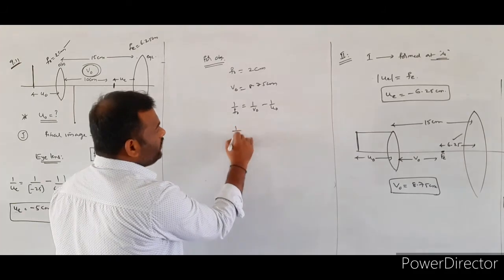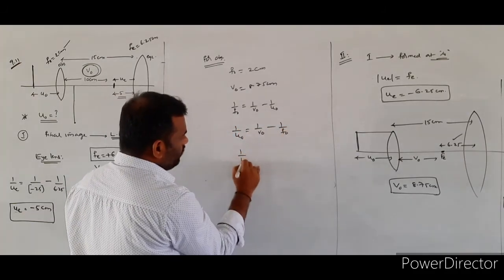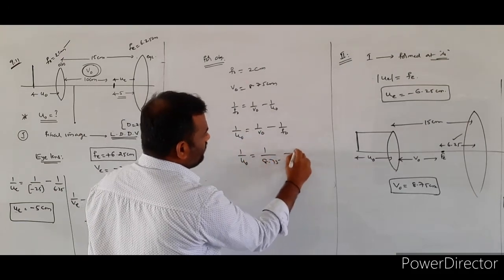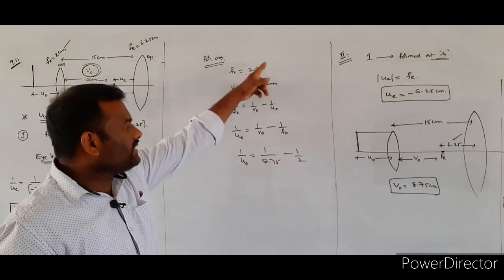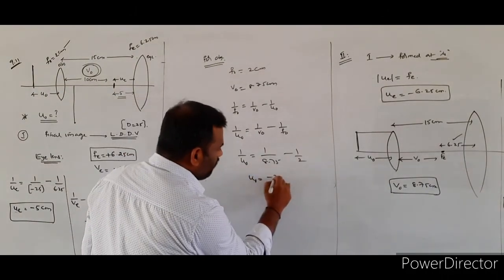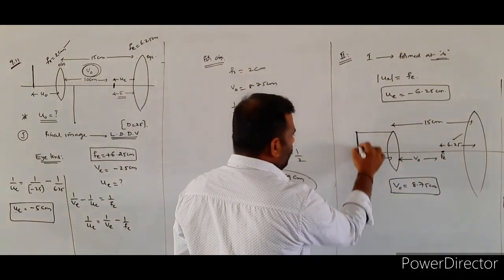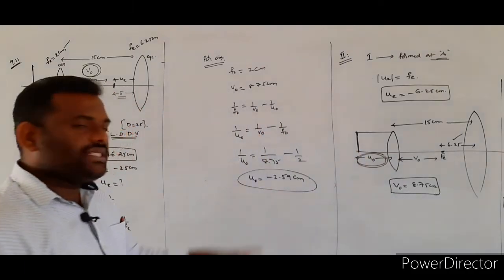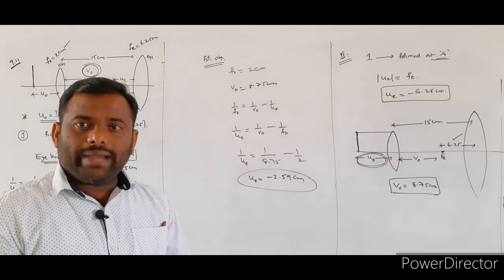From this, 1 by U naught is equal to 1 by V naught minus 1 by F naught. 1 by U naught is equal to 1 by 8.75 minus 1 by 2, where F naught value is 2 centimeter. If you simplify, U naught value is equal to minus 2.59 centimeter. So the object will be located at a distance of minus 2.59 centimeter. Now here also they are asking the magnifying power.